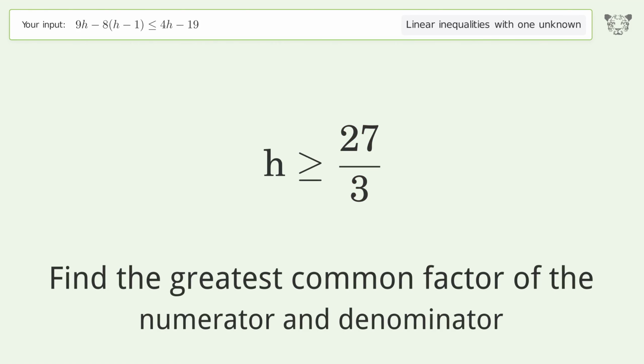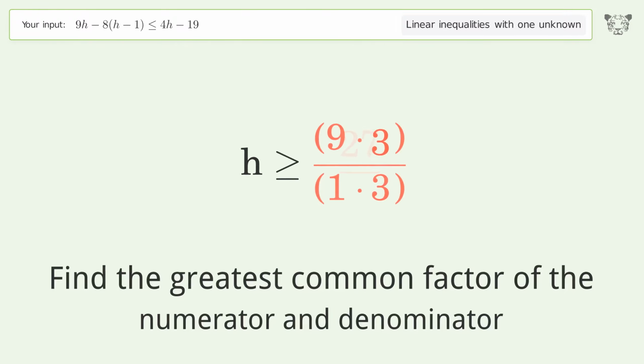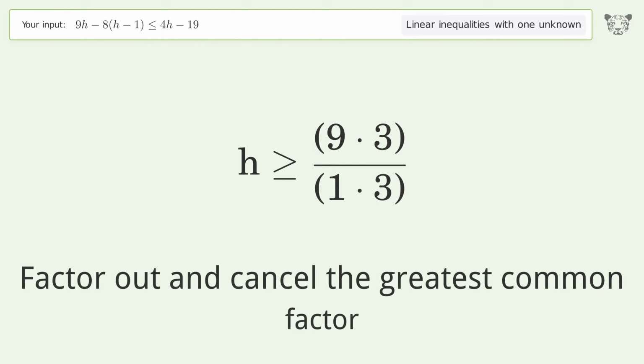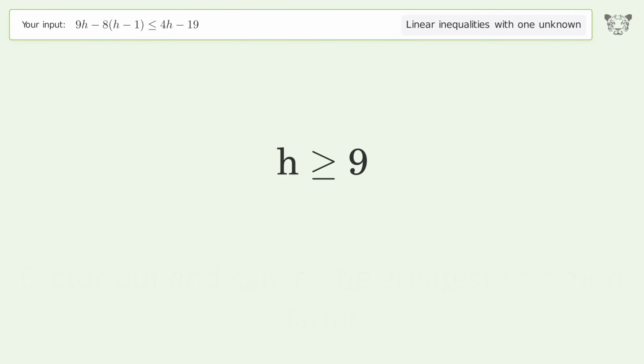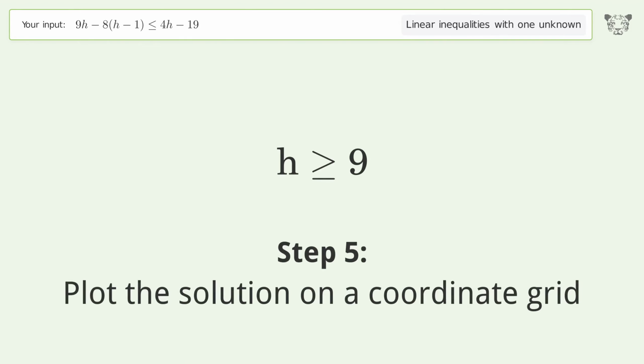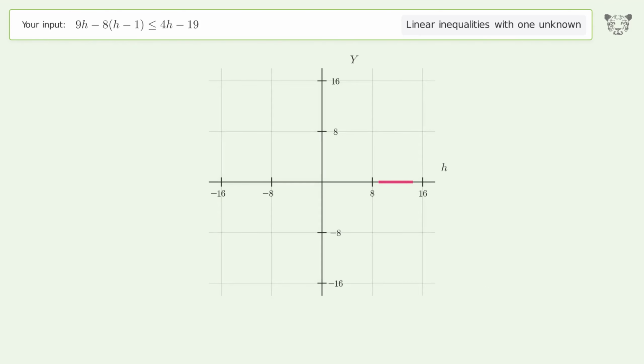Find the greatest common factor of the numerator and denominator. Factor out and cancel the greatest common factor. Plot the solution on a coordinate grid. And so the final result is h equal or greater than 9.